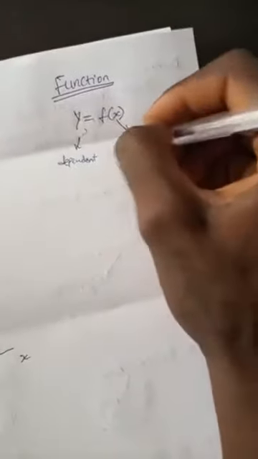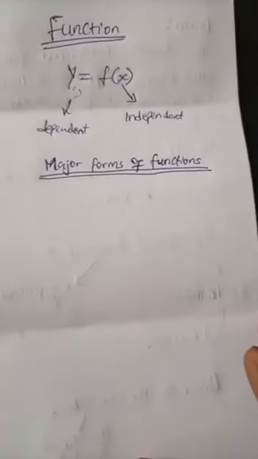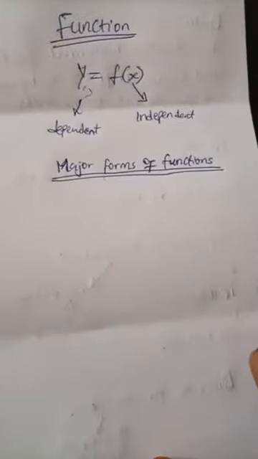In this equation, y is the dependent variable, while x is independent, because y depends on x. y is a function of x. It therefore means that any change in x will affect what? Will affect y. There are two major forms of functions.